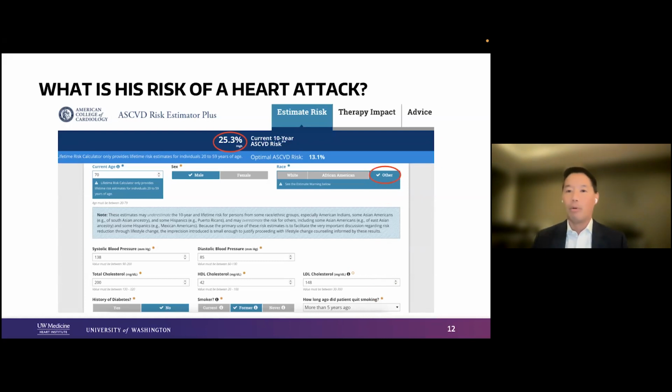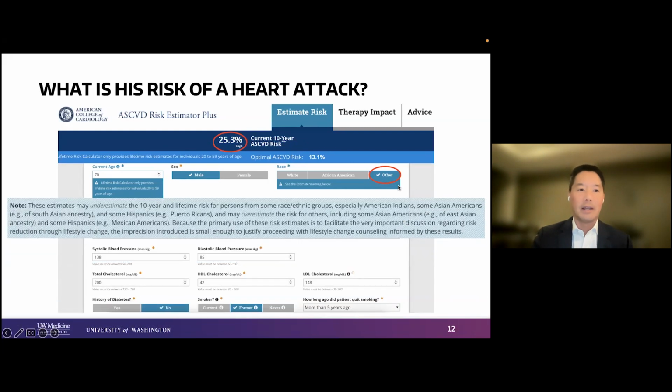One thing that's really important to acknowledge is that, as you can see here, when we look at race, there is a specific designation for white and African Americans, but because this patient is Korean, he's classified in the other category. So what does the other category mean? The problem is that for anybody who is not white or African American, the risk calculator used to estimate cardiovascular risk uses the default white risk calculator.